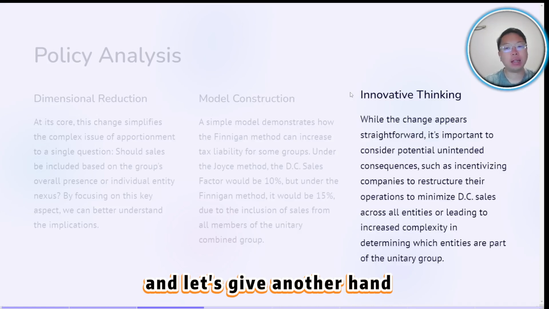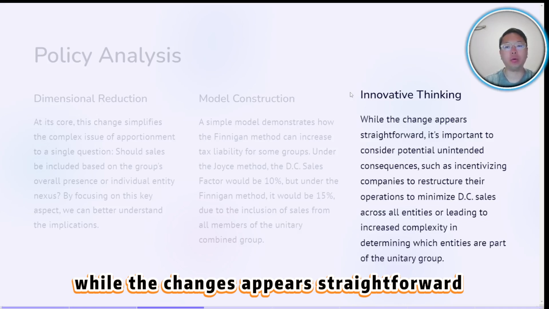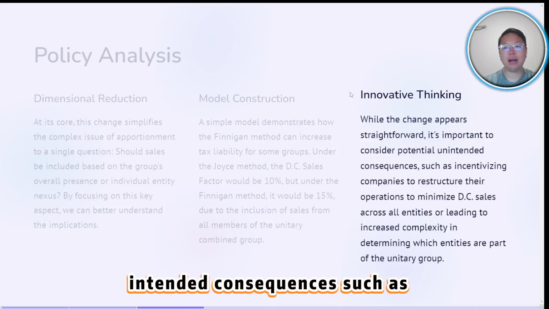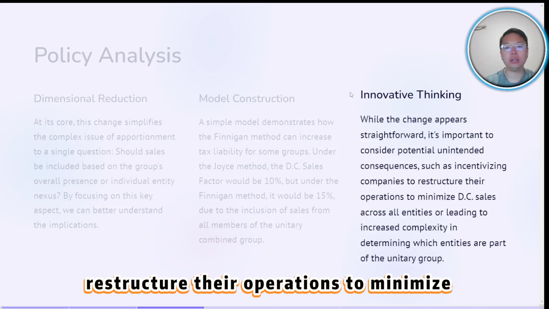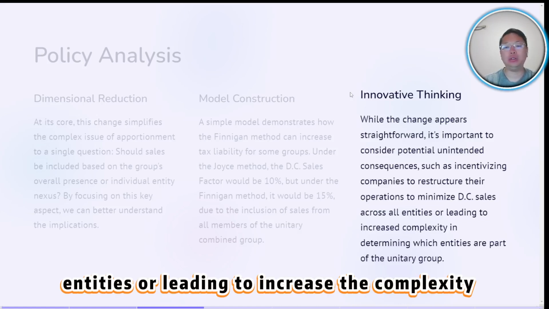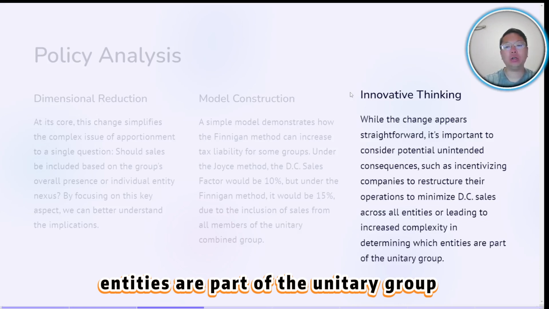And let's give another consideration. While the changes appear straightforward, it's important to consider potential unintended consequences, such as incentivizing companies to restructure their operations to minimize DC sales across all entities, or leading to increased complexity in determining which entities are part of the unitary group.